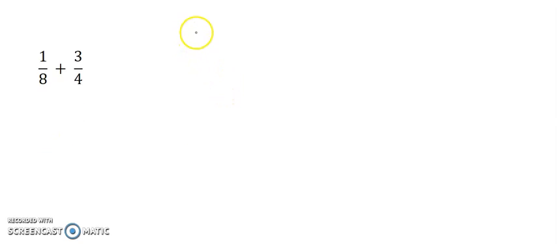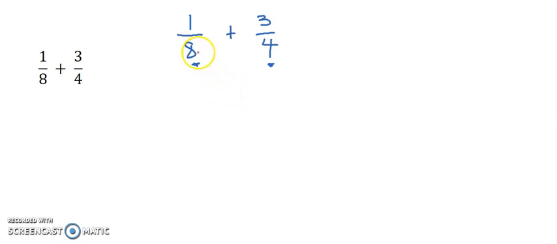Let us look at this one. 1/8 plus 3/4. All right, let me write it. 1/8 plus 3/4. Now, when we look, we realize that the denominators are not the same, so we are going to have to get them to be the same so that we can add them. When we're finding equivalent fractions, we can only use multiplication and division. We cannot use addition and subtraction.